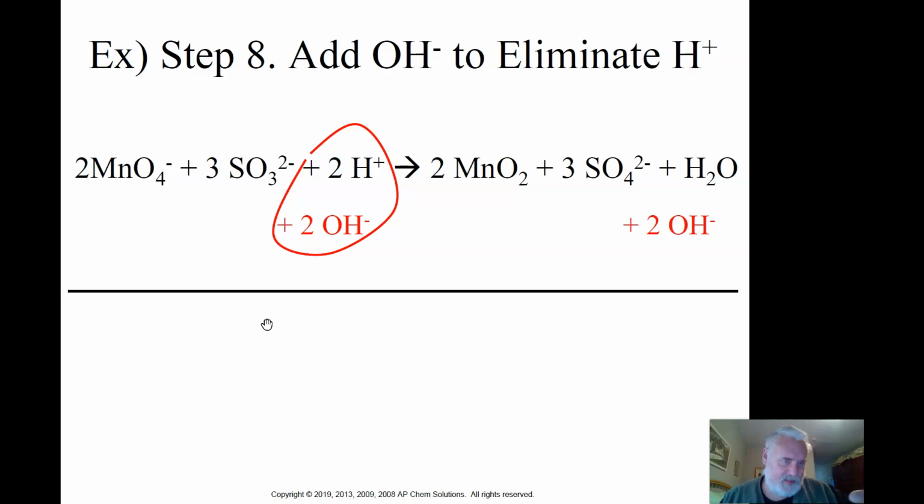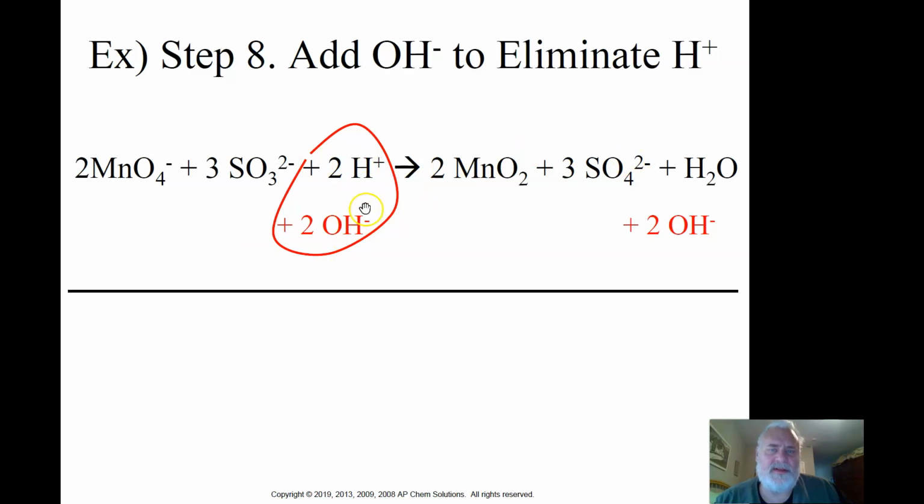Remember, there are 6 of these problems. You're doing one of those 6, and then on the test there will be one where I give you this and I say, okay, show me step 8 in this basic solution.